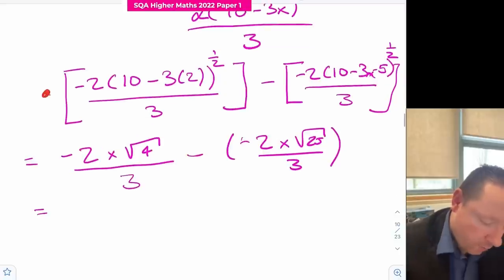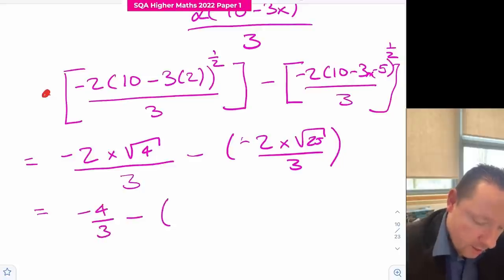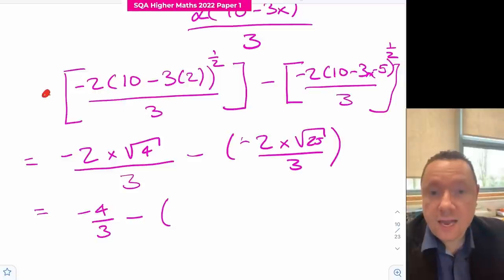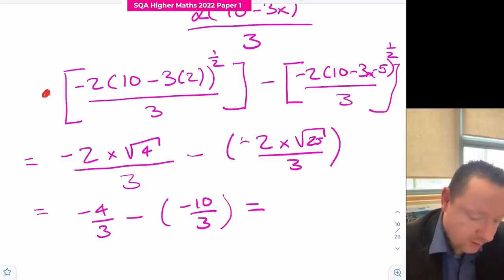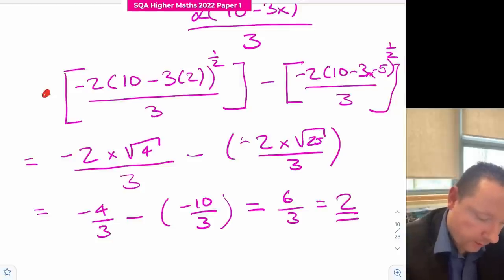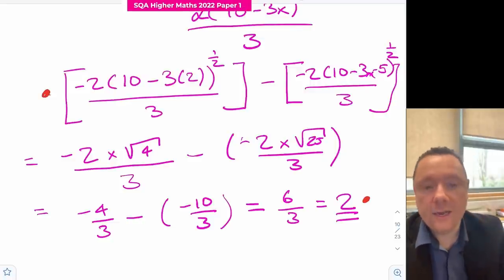Working that out, we get minus 2 times 2, which is minus 4/3, minus 2 times 5, which is minus 10/3. Minus 4 plus 10 is 6, so that's 6/3, which is equal to 2 in the end. So if you can get down to getting 2, there's your final mark there for working that out.